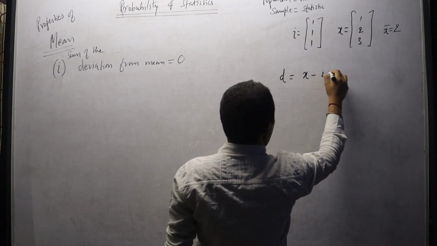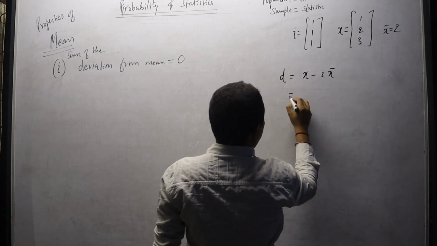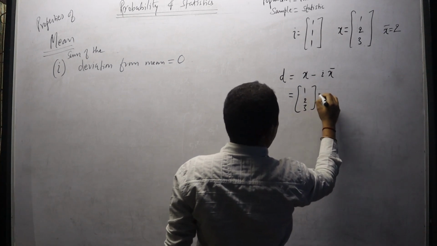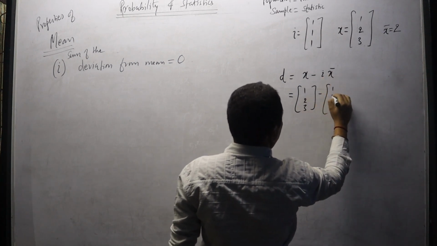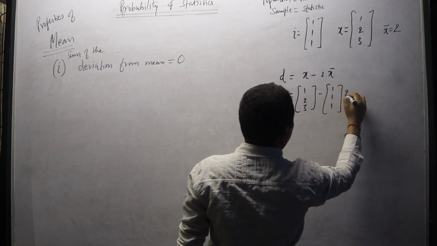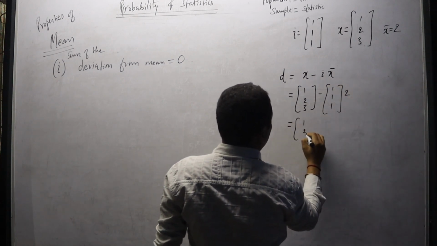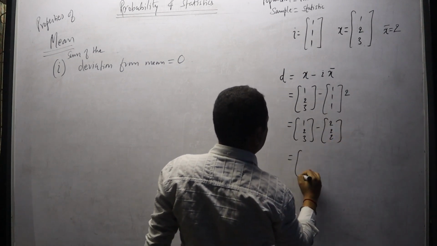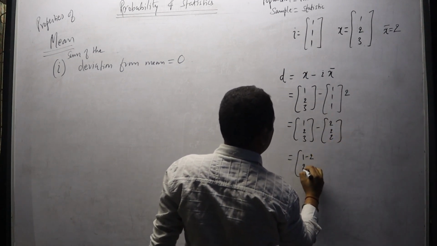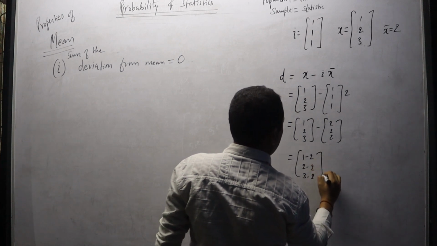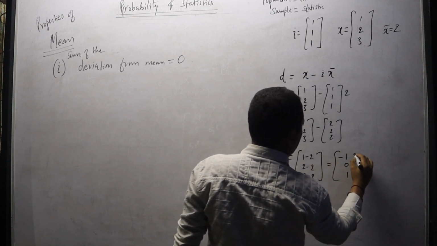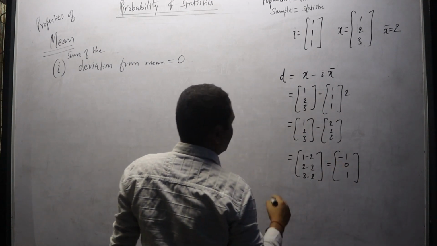So let me write it as x minus i x bar, and this is equal to the value of x, which is 1, 2, 3, minus its mean, i times the mean. Let me substitute the value of mean over here: 1, 2, 3 minus 2, 2, 2. So this is the deviation from mean: 1 minus 2, 2 minus 2, and then 3 minus 2. And if we further solve it, this is minus 1, 0, and then 1.